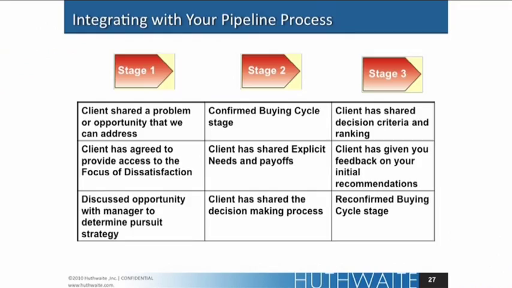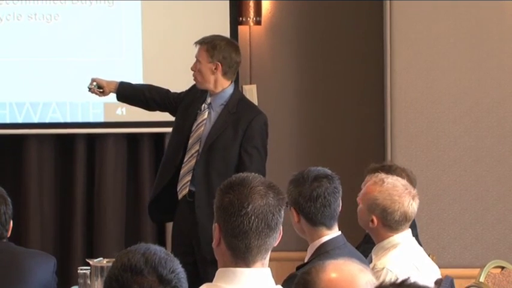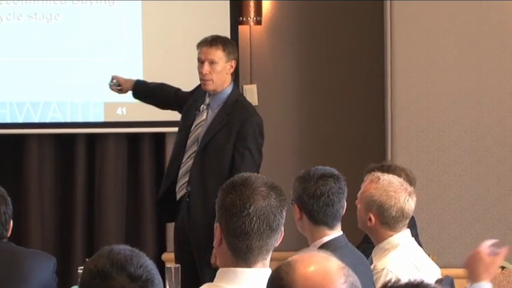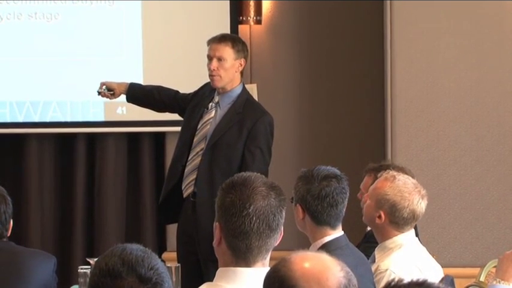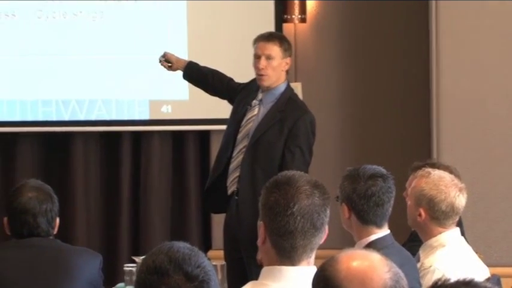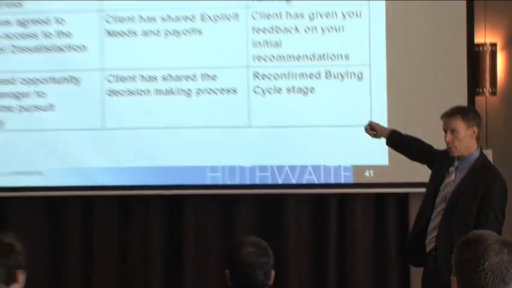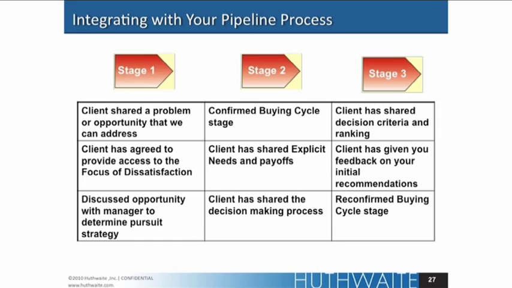Somewhere in the pipeline process, we want to know very early on, do we have access to a focus of dissatisfaction? Because if we don't have that and we're continuing to sell to a focus of receptivity all the way down, that's a deal that's at risk. Is the manager involved early? Do we know where the client is in the buying cycle? If we don't know that and can't test our hypothesis with that, that shouldn't be anything past stage 1 or 2.